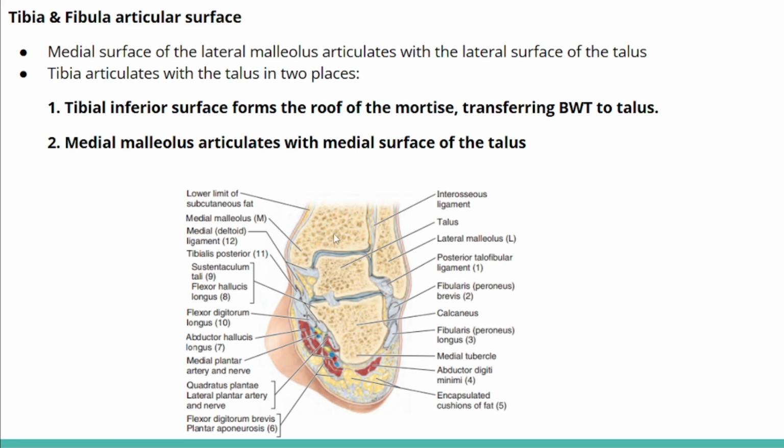What are the articular surfaces of tibia and fibula? This is the coronal section viewing posteriorly. This is the ankle joint. Now you can see in this picture, medial surface of lateral malleolus articulates with the lateral surface of the talus, and tibia articulates with the talus in two places. One is tibial inferior surface forming the roof of the mortise and transferring the body weight to the talus. And then the medial malleolus articulates with the medial surface of the talus.